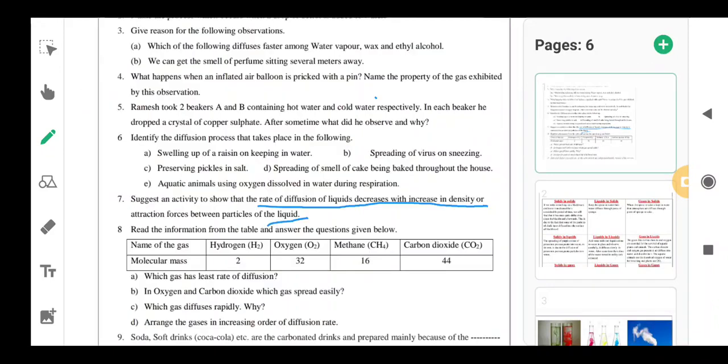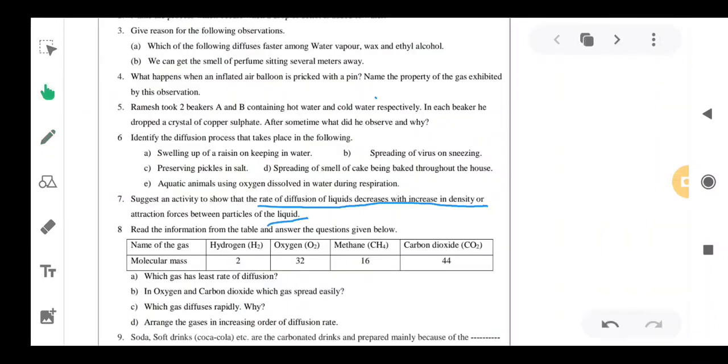So next question, the eighth one. Read the information from the table and answer the questions below. There is a table with the name of the gas: hydrogen, oxygen, methane and carbon dioxide, and the molecular mass is also given: 2, 32, 16, 44. So the mass is increasing, showing that these gases are heavy. Carbon dioxide is the heaviest among these, and after that oxygen, after that methane, hydrogen.